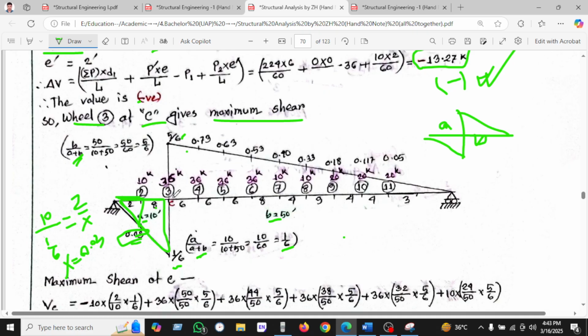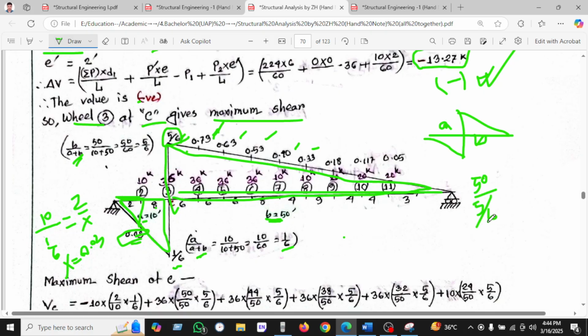Similarly, we can calculate this. This is the triangle. As we have found 5 by 6, we can calculate for the similar triangle: 0.73, 0.63, 0.53, 0.40, 0.53. I'm just showing one, as this length is 50. We've seen this is the 50. So how much have we found? 5 divided by 6.